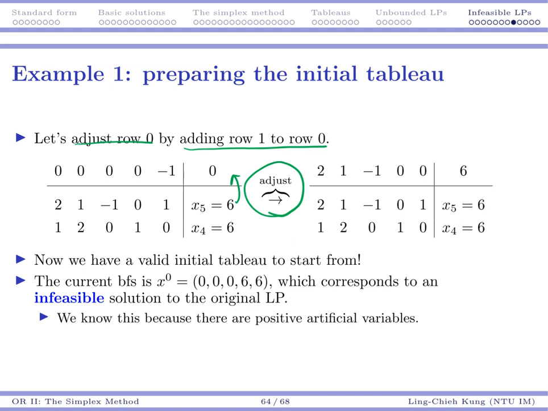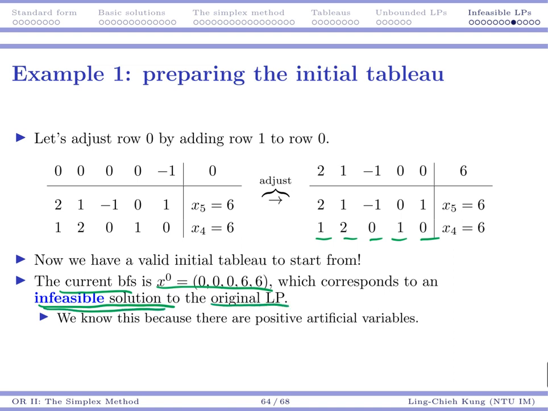So this is not a simplex iteration because we are not really doing pivoting. All we are doing is to make the two columns satisfy the requirements for basic columns. Okay, so once we do that, now we are ready. We may take a look at those reduced costs. Okay, so the current basic feasible solution here, 0, 0, 0, 6, 6, corresponds to an infeasible solution to the original LP.